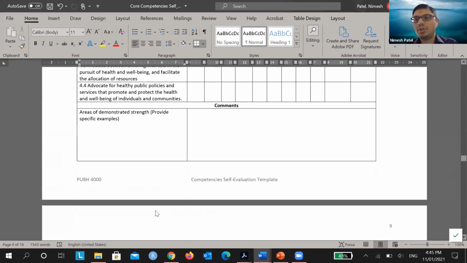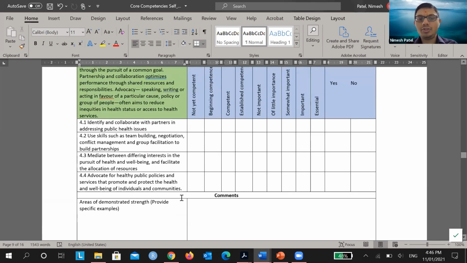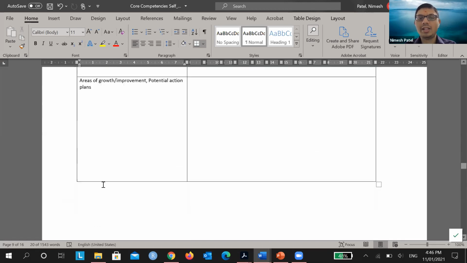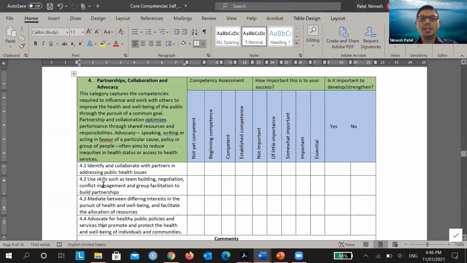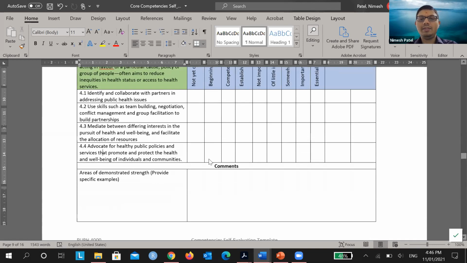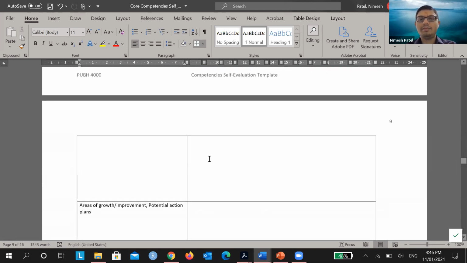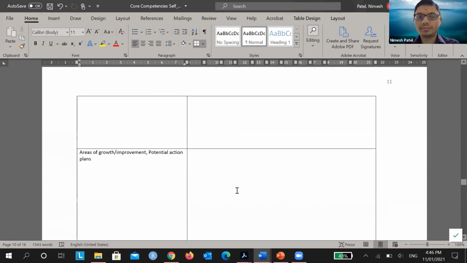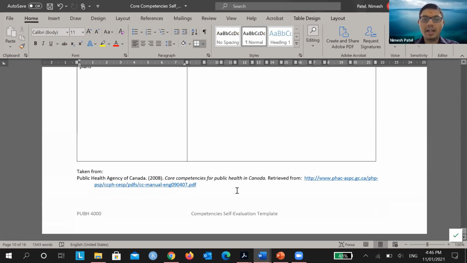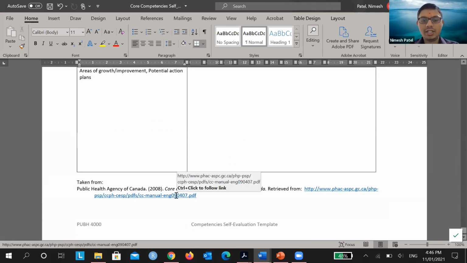So I hope this helps. You can use any personal, professional, curricular, or extracurricular examples. But again, make sure those examples demonstrate that you have learned or gained those competencies. So that's a whole assignment for each competency and sub-competency. You rate yourself and then you provide comments in either of those boxes. And once you click on this, this is where the core competencies document is.